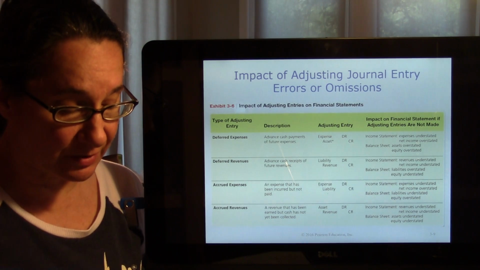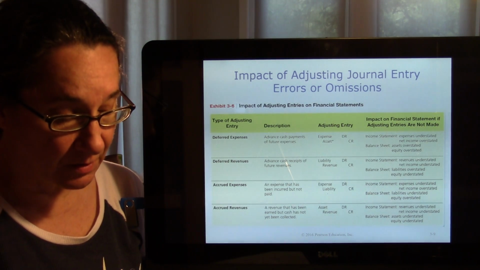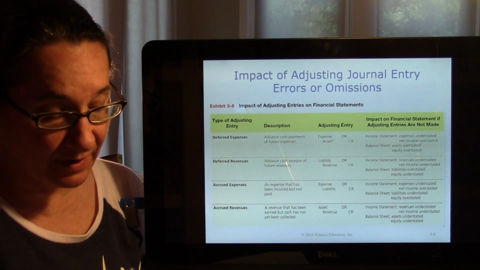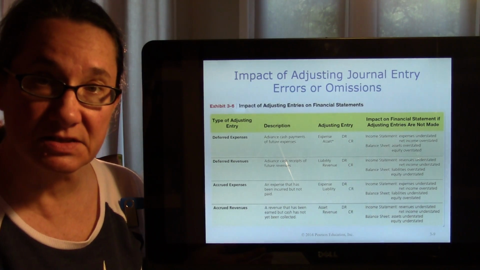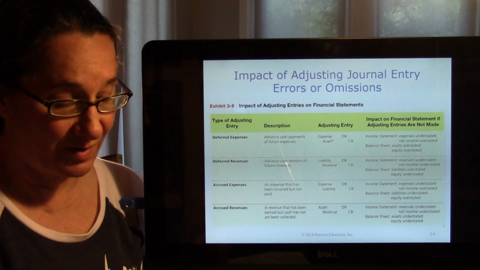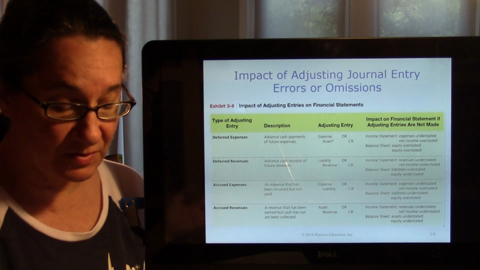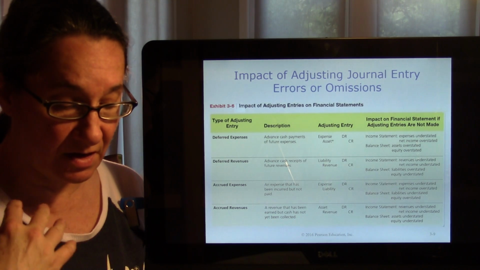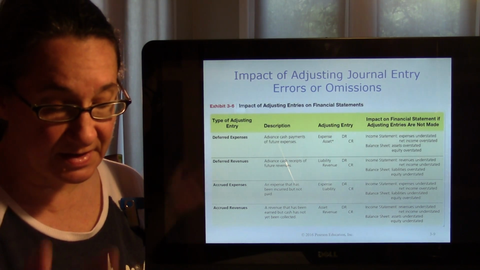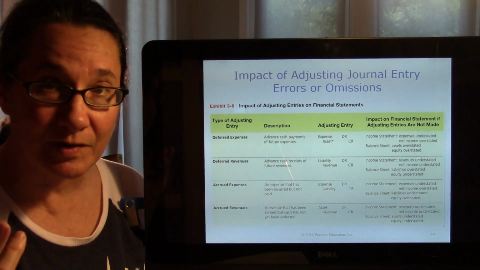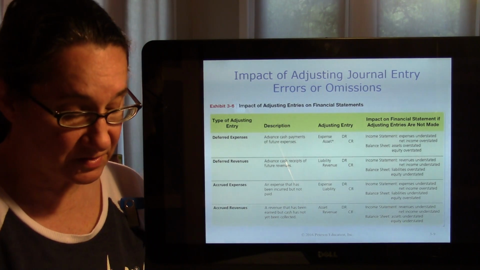If you forget to put a revenue on the books, in other words, we had that unearned revenue on there, so we have a liability that's still sitting out there that we never took off. We have a revenue we didn't get to claim, so our revenues are understated, our income is understated, our liabilities overstated. We say we still owe that unearned revenue when really we don't, and our equity is understated.